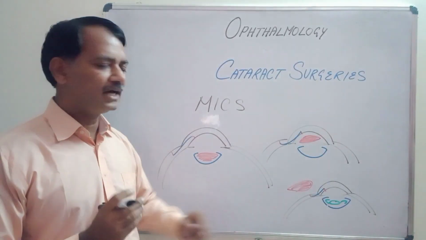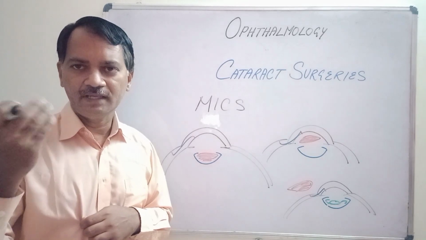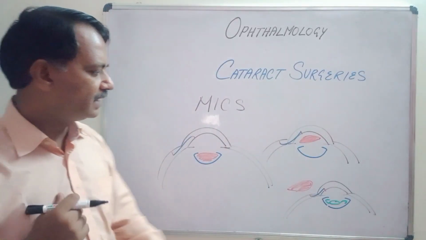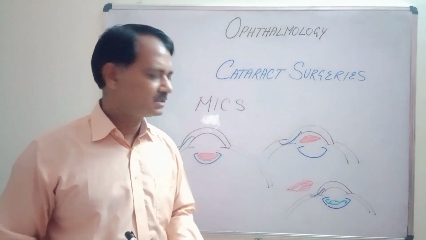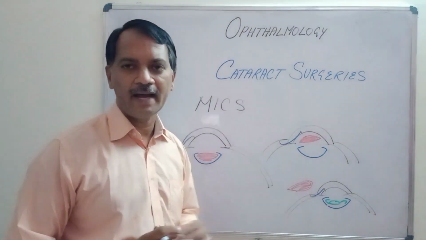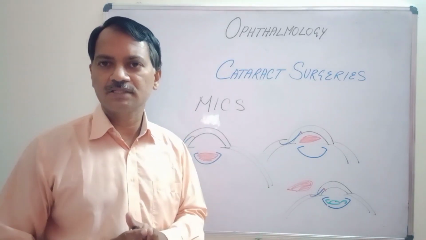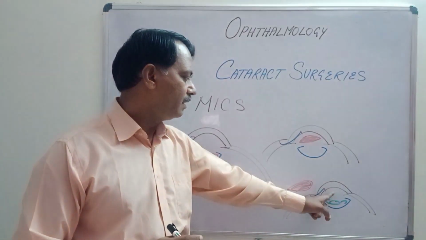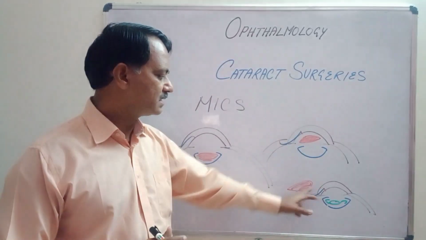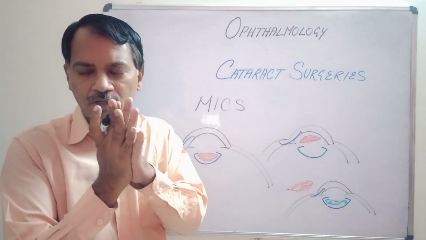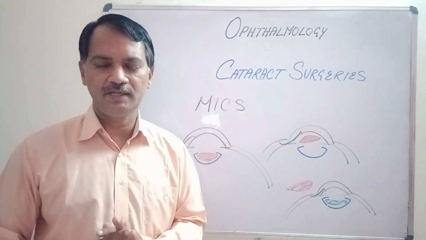After removing it, there will be some portions of cortex sticking to the capsular bag, so we remove that also. After that, we put the intraocular lens, a prosthetic lens, into the bag, and we remove all the substances used for surgery. Then we put balanced salt solution into the anterior chamber. Naturally this 3-plane incision closes on its own due to the pressure inside the eyeball. So there is no need for suturing in this case.